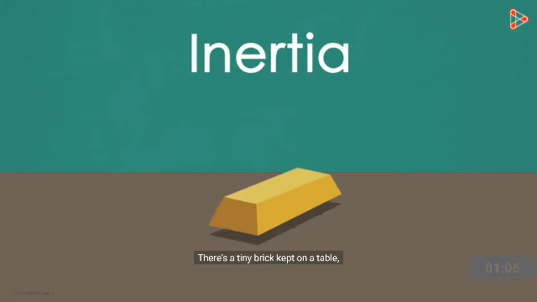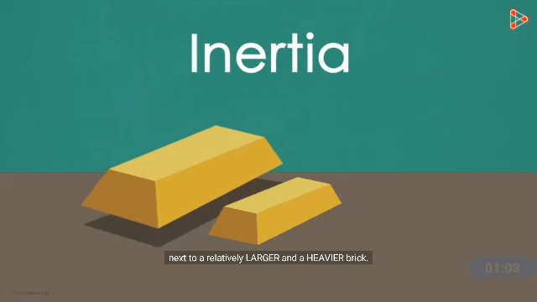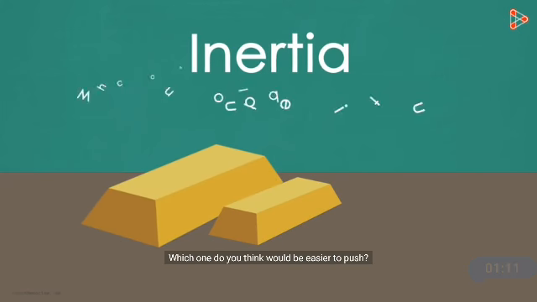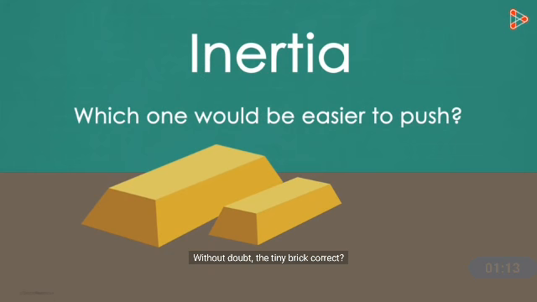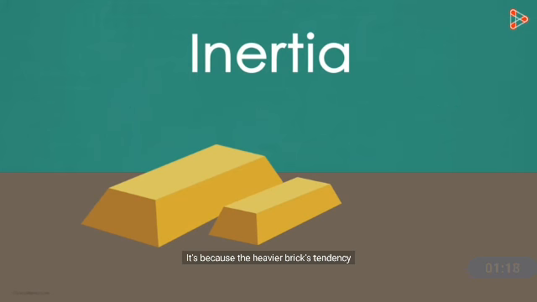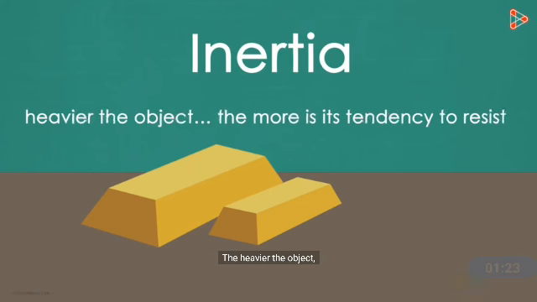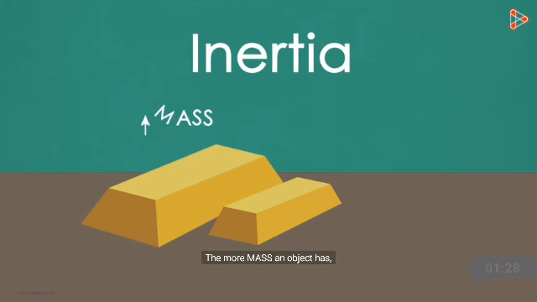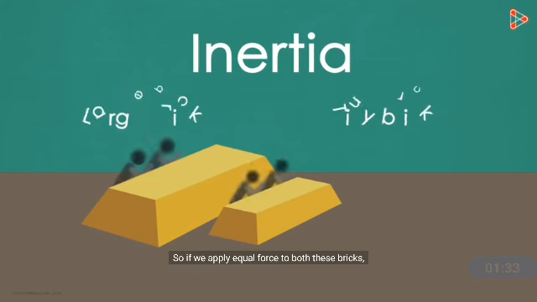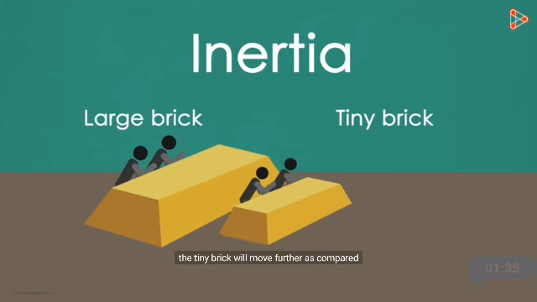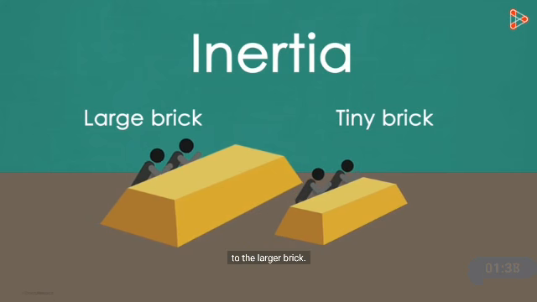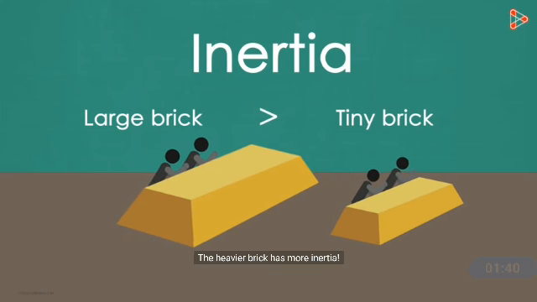There's a tiny brick kept on a table next to a relatively larger and a heavier brick. Which one do you think would be easier to push? Without doubt, the tiny brick, correct? Yes, but why is that? It's because the heavier brick's tendency to resist change in motion is more. The heavier the object, the more is its tendency to resist the change in motion. The more mass an object has, greater will be its inertia. So if we apply equal force to both these bricks, the tiny brick will move further as compared to the larger brick. The heavier brick has more inertia.